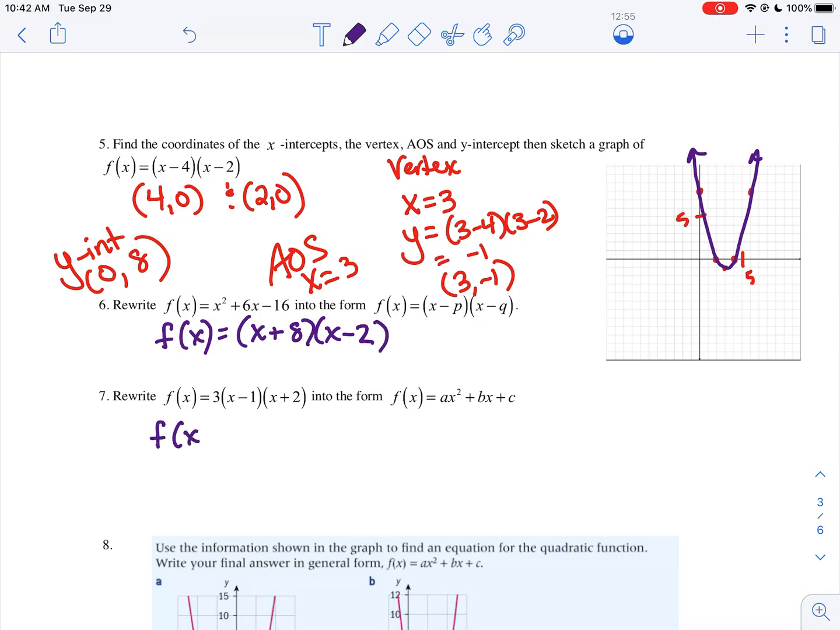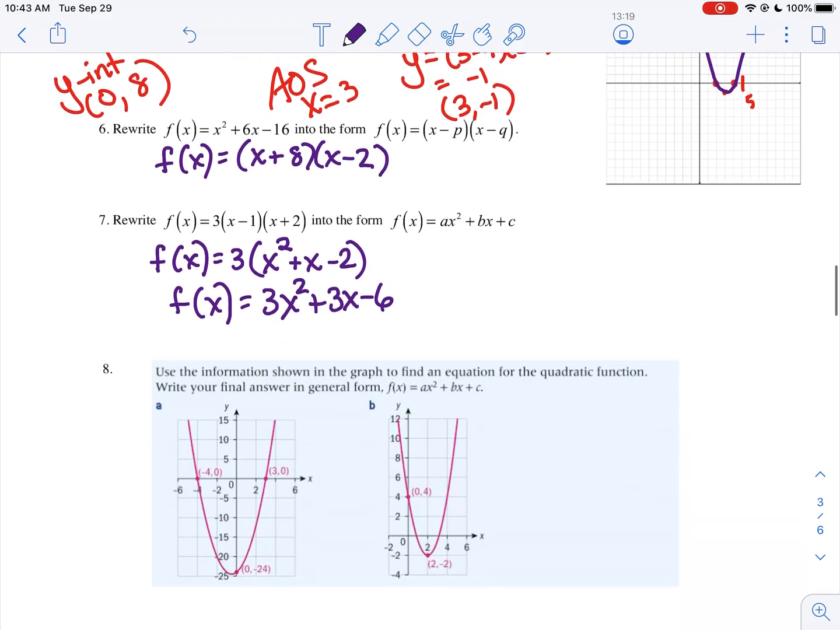Number 7, rewrite this in the general form or standard form. Well, that just means multiply it out. Well, you cannot multiply 3 things at once, but you can multiply 2 at a time. So I'm going to FOIL that, and I'm going to FOIL it mentally. So that's 2x minus 1x, so that's x minus the 2. And then just distribute the 3. Again, you cannot multiply 3 things at once, but you can do 2 at a time. So you could multiply the 3 times x minus 1 and then take that times x plus 2.